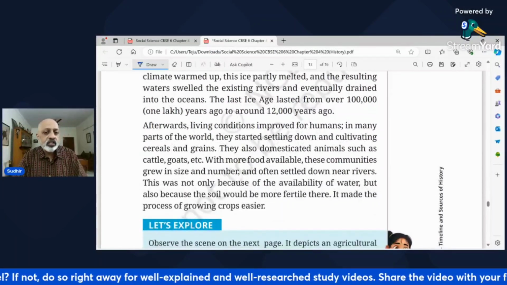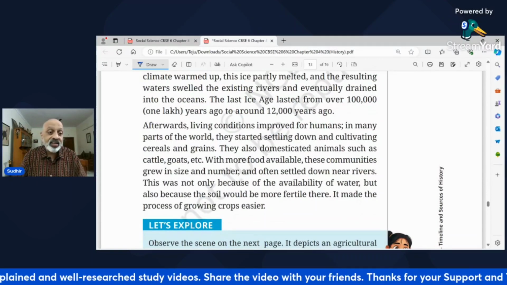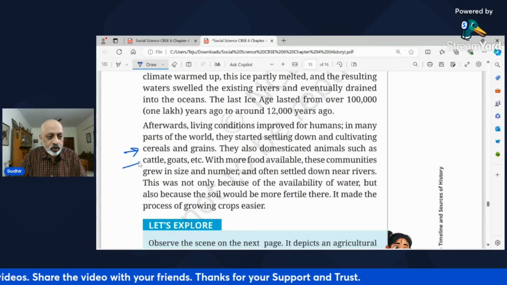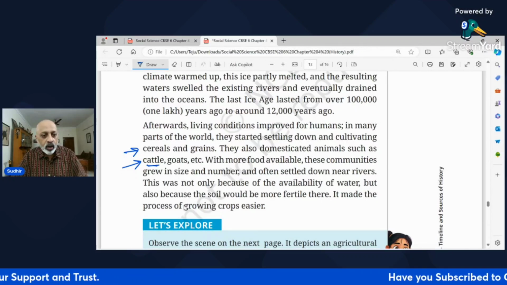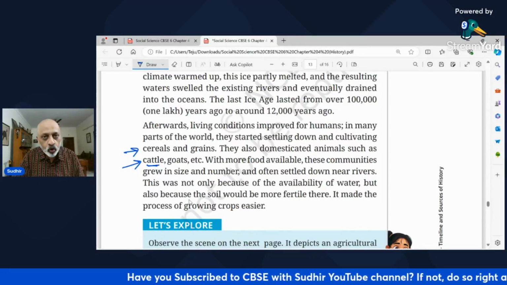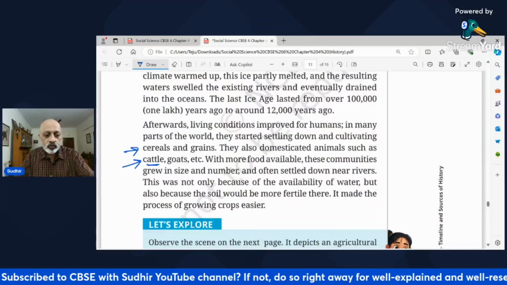And then living conditions started improving for human beings. They settled down, they cultivated cereals and grains, meaning they started growing different kinds of crops. They started domesticating, they started rearing cattle, grazing, etc. And they started using water from rivers to make the soil suitable in order to grow crops. So over a period of time, by trial and error methods, they learned a lot of things.